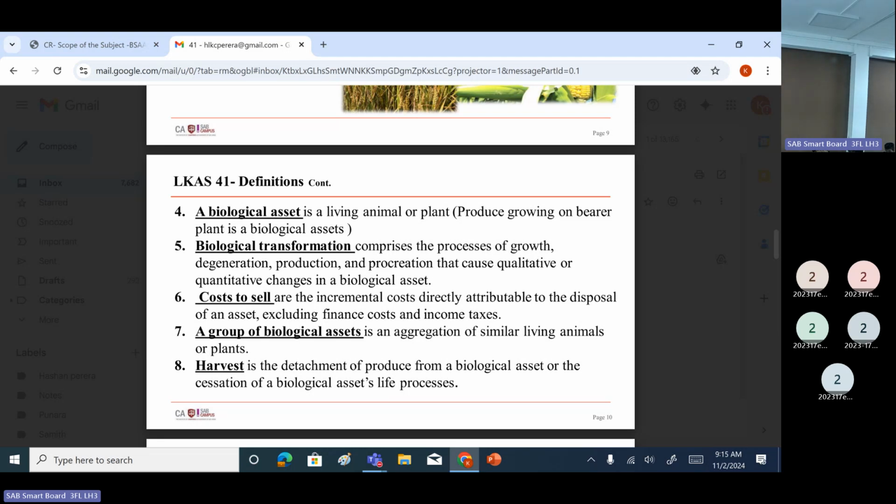Cow is the biological asset. Milk is the agricultural produce. Cow is a living animal. So likewise, you can decide what is the biological asset and the agricultural produce. If I ask in the exam, you should be able to identify the biological asset separately and the agricultural produce.